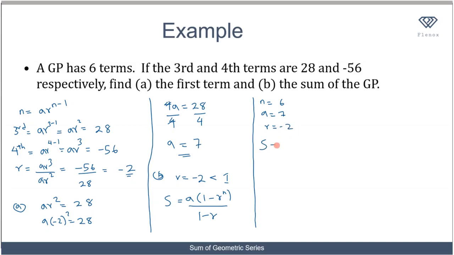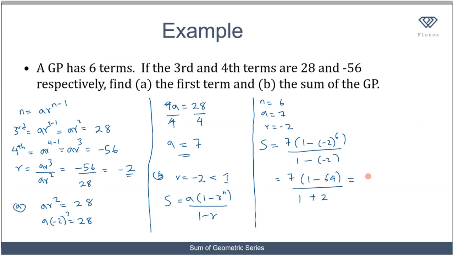So the sum of the GP will be given as our first term 7 into bracket 1 minus our common ratio minus 2, raised to the power 6, which is the number of terms, over 1 minus minus 2. So what does that become? 7 into bracket 1 minus, minus 2 raised to the power 6, which is the same as minus 2 times minus 2 times minus 2, six times, and that gives us 64. Then over 1 minus times minus gives plus, so plus 2.